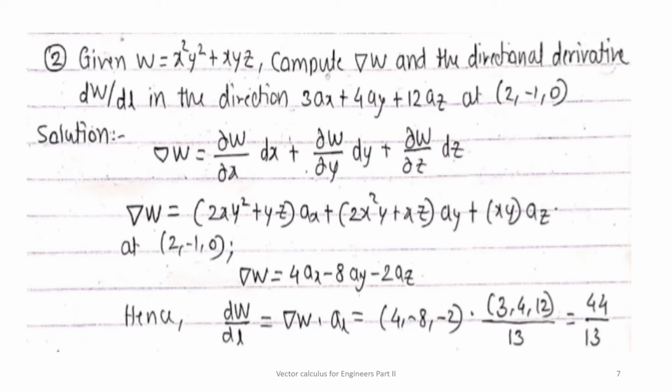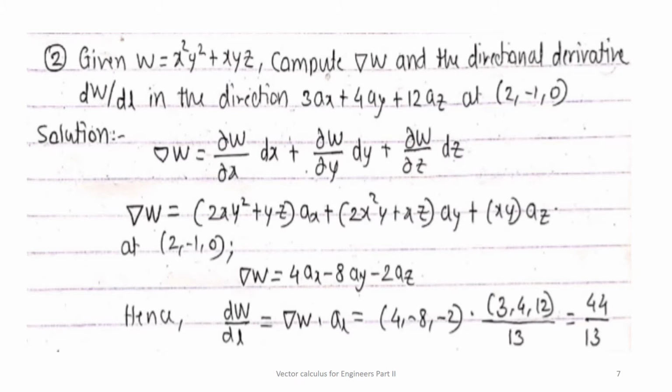This is an example based on gradient. Now gradient, as you know, we define using the del operator. Now in this example, w, that is the function, is given as x square y square plus xyz, and we need to find the gradient of w and a directional derivative. As you know, directional derivative is a vector. So the directional derivative dw by dl requires a direction, and it is through a point, that is 2, minus 1, 0. That is the numerical problem.